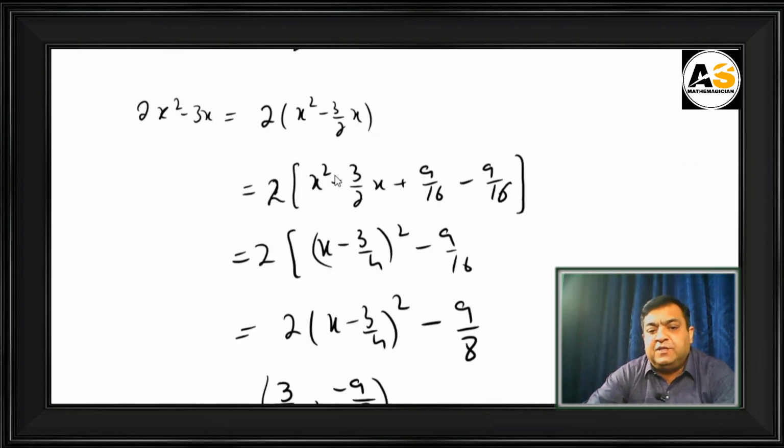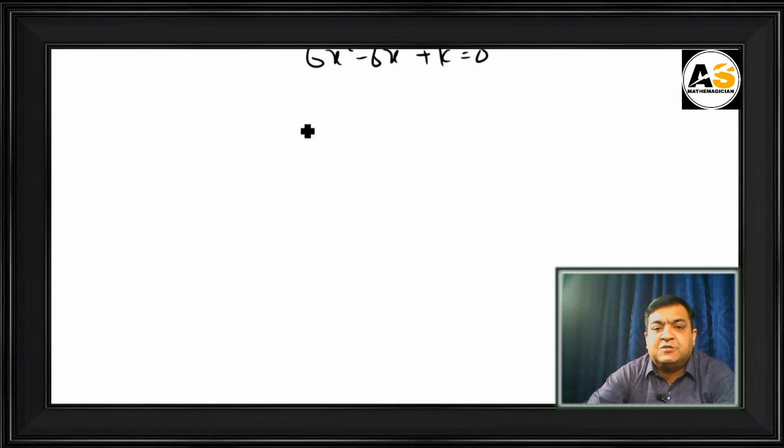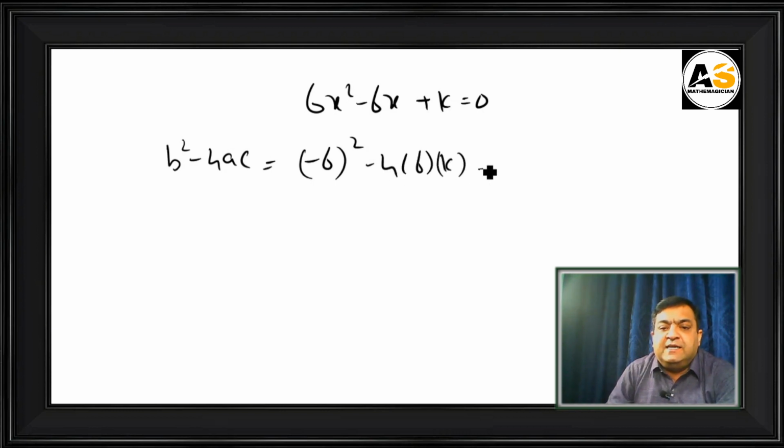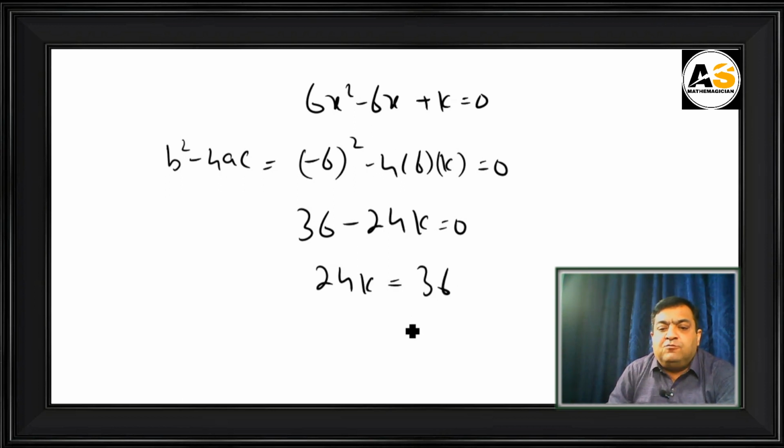It means for the roots to be equal, the discriminant must be 0. So we will put the discriminant b² − 4ac equal to 0: (−6)² − 4 into a into c is equal to 0. 36 − 24k is equal to 0. It means k is equal to 3/2.